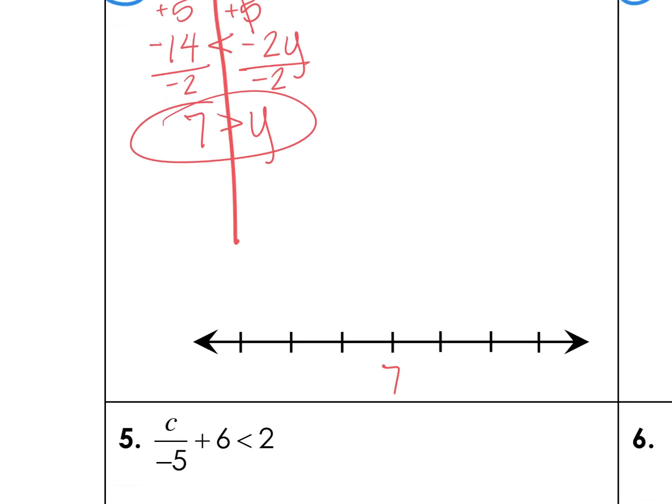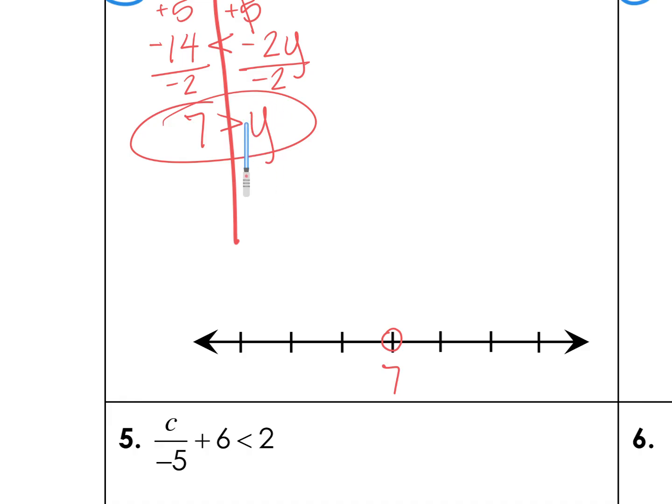Easy part first, put 7. Now I get to make my point. Is it going to be open or closed? I'm going to leave it open because it is not going to be equal to 7. There is not that line there. It cannot be equal to 7, so I leave it open. Okay? Now to help you figure out what direction you need to go, I like to start by reading my inequality from the variable.